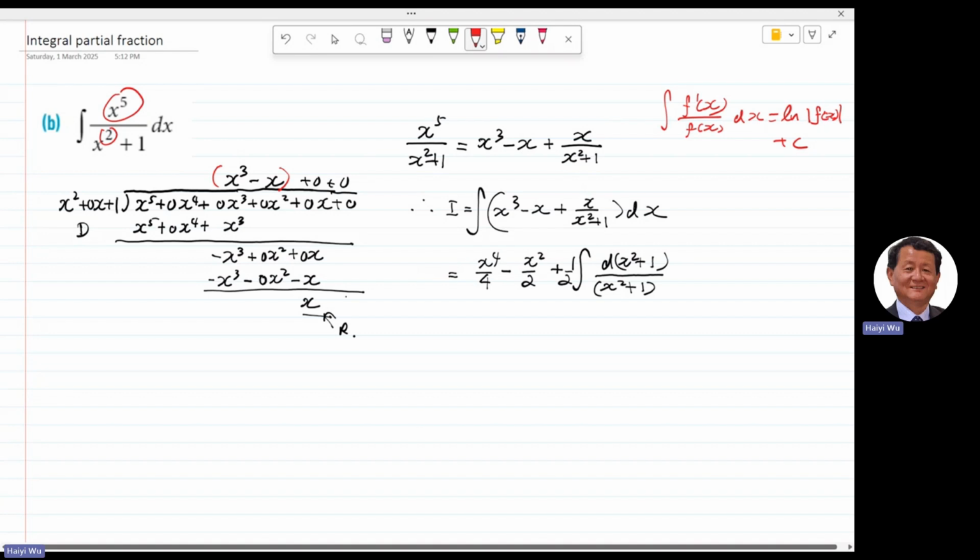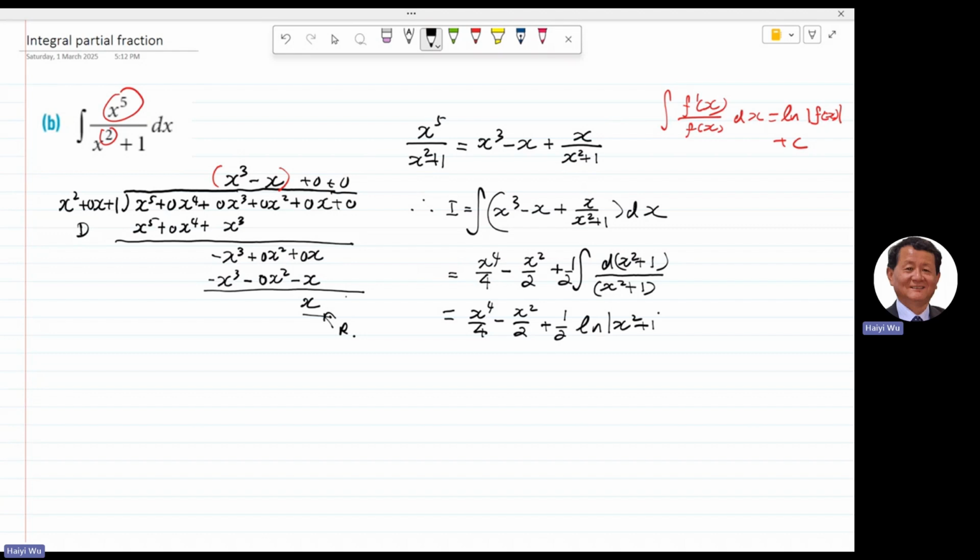So that's the case. Therefore my answer will be x to the power 4 divided by 4, minus x squared divided by 2, plus half of log x squared plus 1, plus c. That's it, that's the answer. So we're using long division to solve this interesting integral by partial fractions.